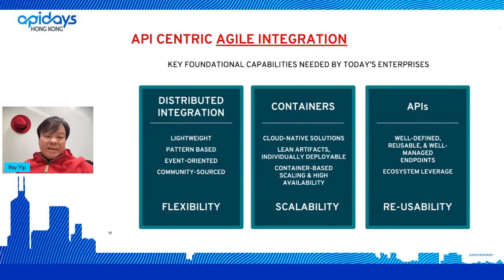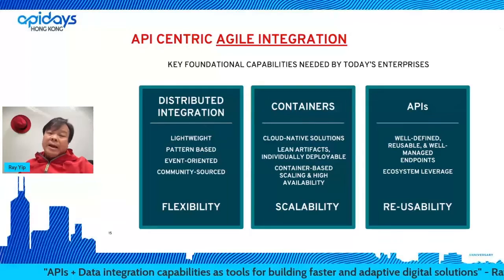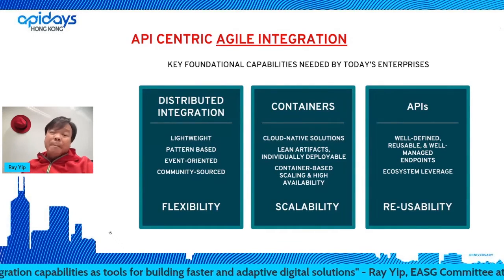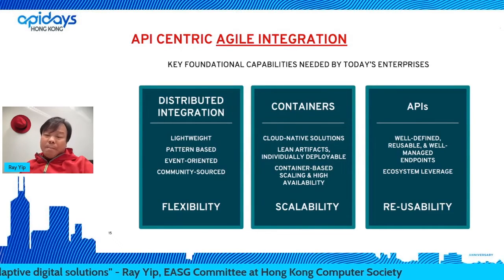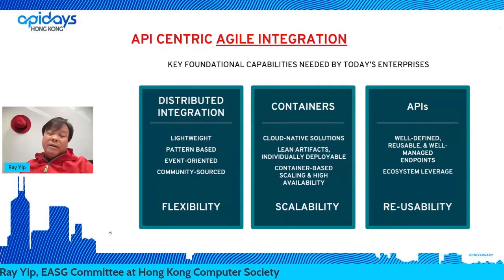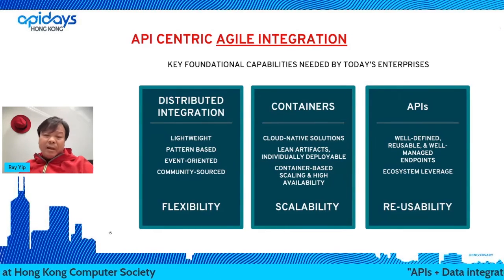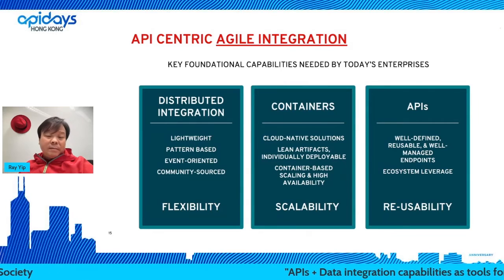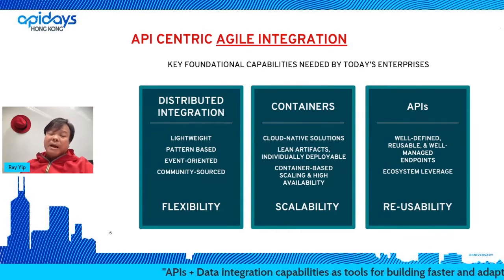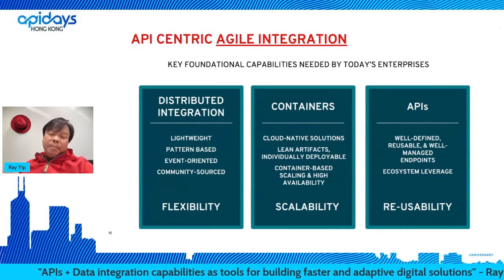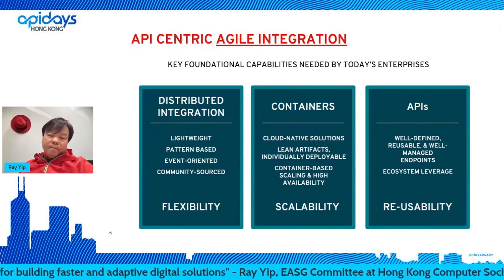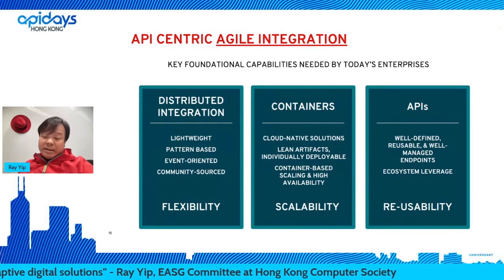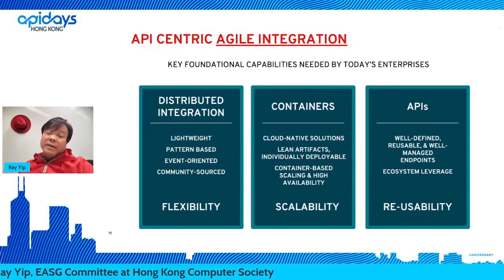So we are trying to organize it into three pillars: API-centric for agile integration. This is the key foundation capability led today. They will create the solid backbone for integration to meet the new challenges more efficiently and quickly. From left to right, these are distributed integration, containers, and also the API-first approach. Distributed integration needs to allow spreading throughout the enterprise reusable, pattern-based integration where the lead is clear, especially for microservices architecture.